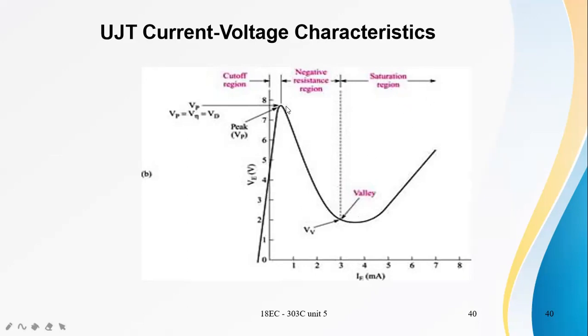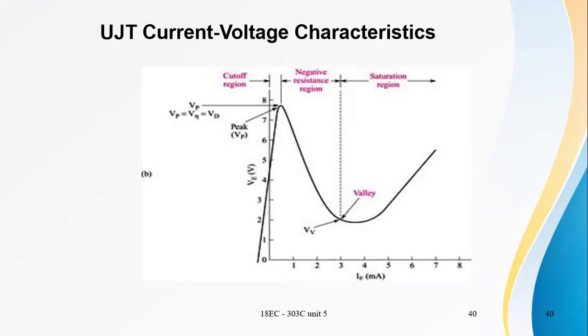If you observe this, there is the cutoff region. What is cutoff region? In the cutoff region, the device is still in the off mode. That means the applied voltage doesn't reach the turn on voltage, that is the triggering voltage. Here it is called peak voltage. If the voltage is less than the peak voltage, the device is in the cutoff region. UJT is in the cutoff region.